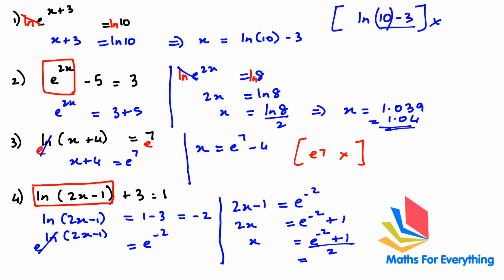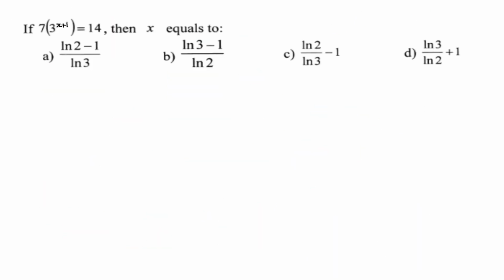Again, we'll round it and write the answer to 3 significant figures. We have 0.5676. Because the number after 7 is more than 5, we will add 1, so it will be 0.568. I hope you have understood the concepts now. Now we'll start solving questions from the past papers.